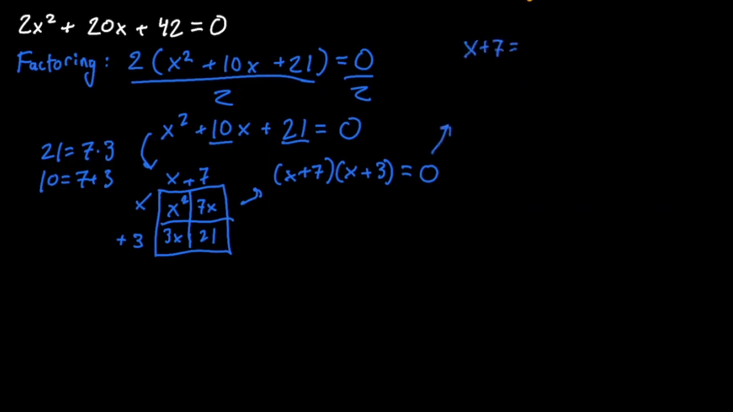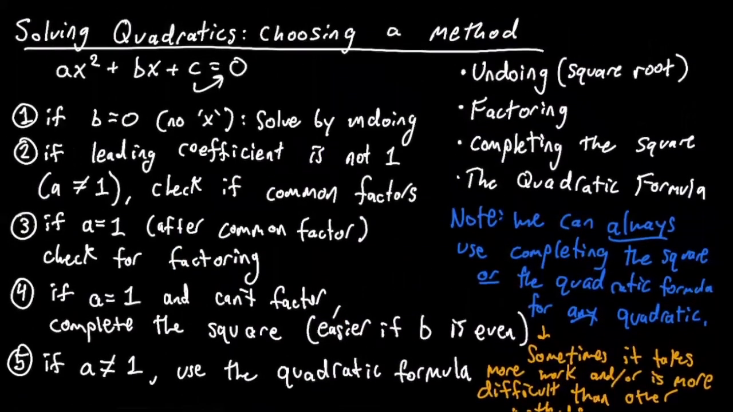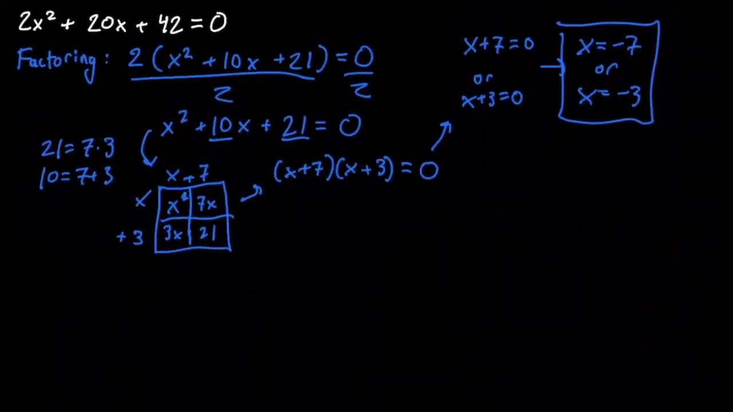Okay, so now we just have to use the 0 product property. x plus 7 equals 0, or x plus 3 equals 0. And by subtracting 7, subtracting 3, we get x equals -7, or x equals -3. Okay, so in this case, factoring is probably going to be the easiest or the simplest method to use. And that's why looking back, factoring is towards the top. It's in our second step, because if we can factor, especially if the leading coefficient is 1, it's usually going to be a lot faster and require fewer steps than our other methods. Okay, so x equals -7 or -3.